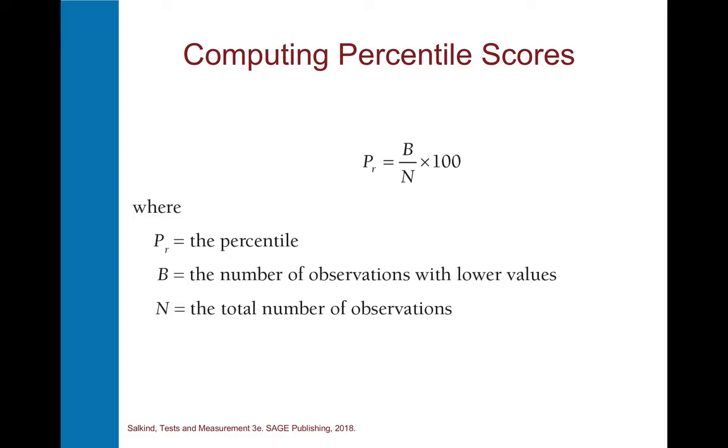Once you rank all those scores, then second, you want to count the number of occurrences where the score is worse than that particular person's score, that person of interest, that is. And that will be B, essentially, the number of observations with the lower values divided by the total number of observations in that table. You multiply that by 100, and ta-da, you get the percentile rank.